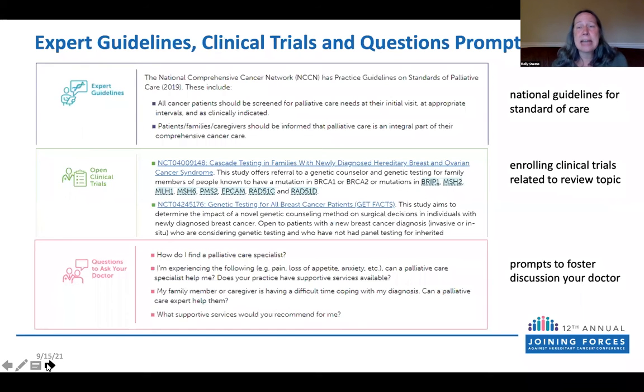And each of the studies has expert guidelines. These are national guidelines about standard of care, as well as enrolling clinical trials that are associated with the topic of that particular review, and questions to ask your doctor. So if a particular review is useful to you in terms of thinking about cancer decisions, here are some prompts to foster discussion with your doctor.